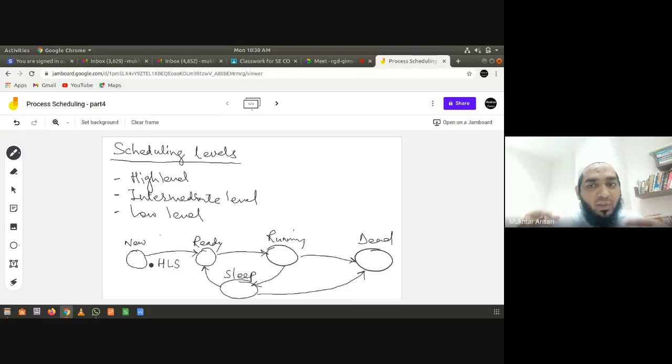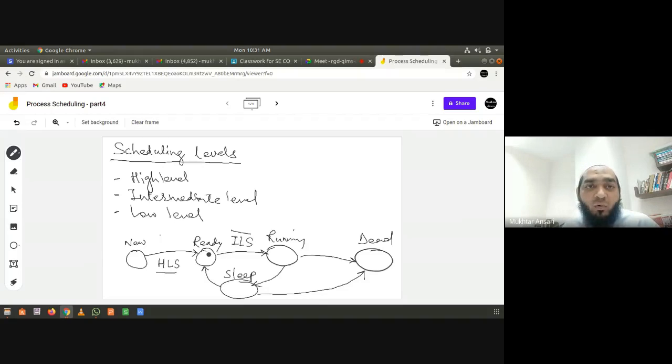ठीक है, तो ये जो काम करने वाला प्रोसेस है, ये आपकी हाई लेवल शेड्यूलिंग कहलाती है. This is the high level scheduling. Okay, so I am mentioning over here, this is high level scheduling. Then we have intermediate level scheduling. Okay, so intermediate level scheduling comes over here. ठीक है, मैं यहाँ पर उन सबको मेंशन कर रहा हूँ. So this is high level scheduling and this is low level scheduling.